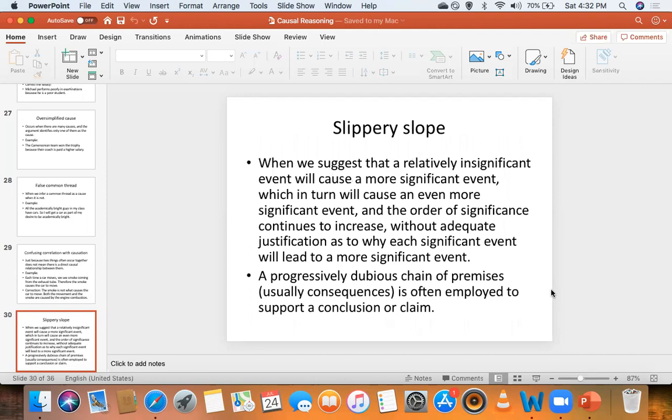When you suggest that if something happens, it will lead to a serious effect, and that one will lead to a more serious effect again, and they will continue to lead to more and more serious effects, and the order of seriousness will continue to rise without any justification. So that's a slippery slope argument.